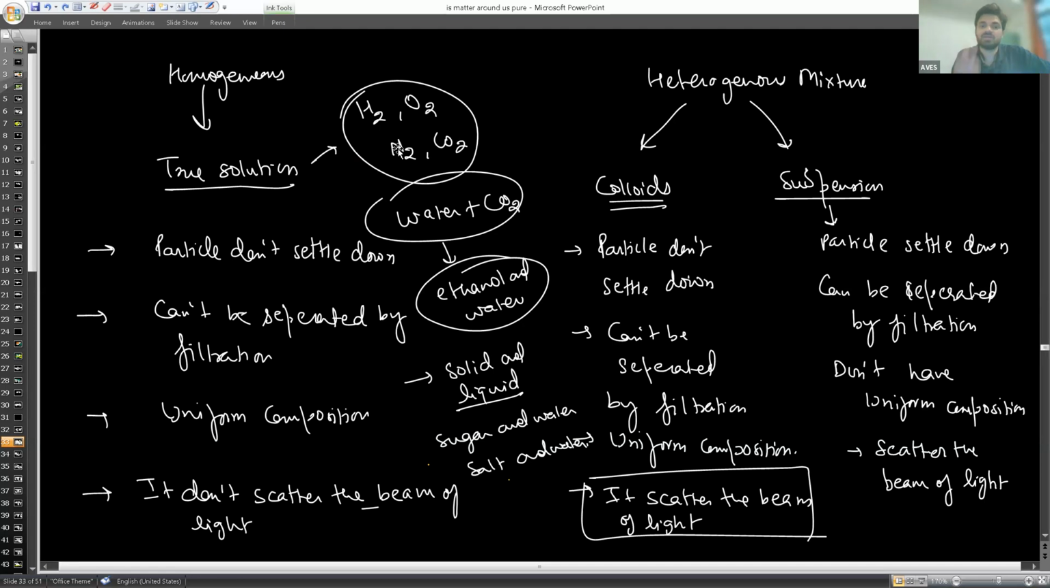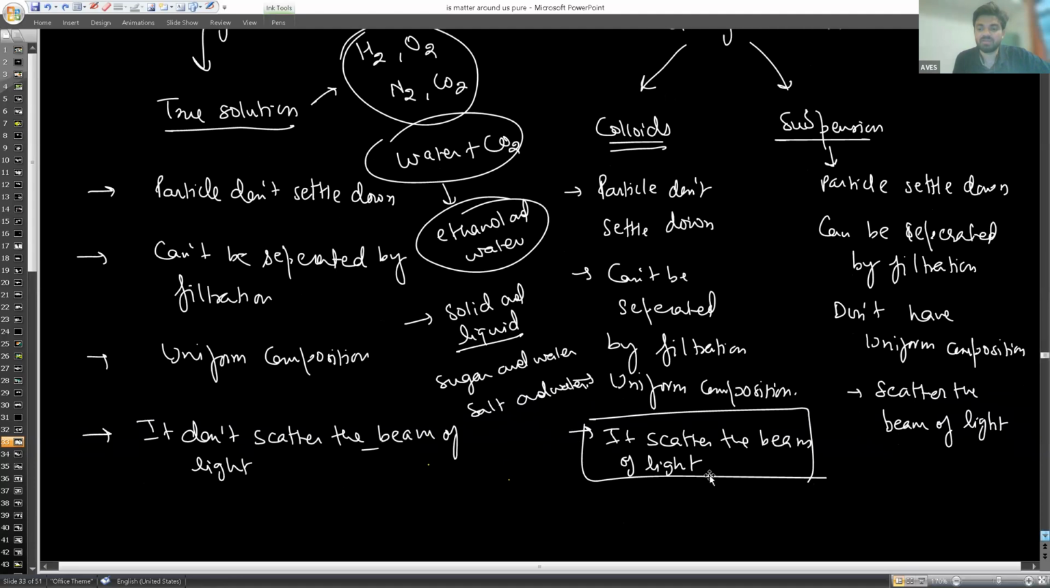Okay, got it? Same here. Water and carbon dioxide when mixed together form a true solution, like in cold drinks. Ethanol and water mix. Solids like sugar and water mix. Salt and water. So these are the examples of true solutions. Okay, got it? What are the examples of colloids? Milk is a colloid. Blood is a colloid. Example: milk and blood.